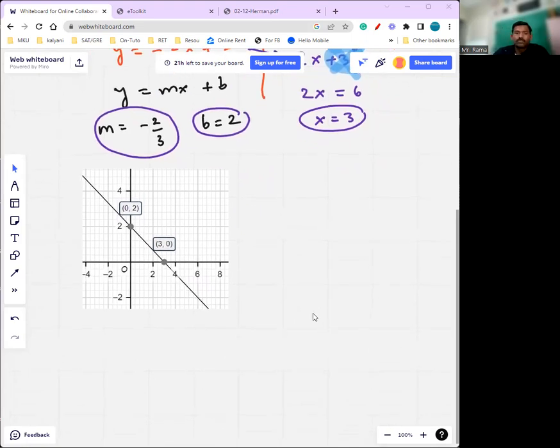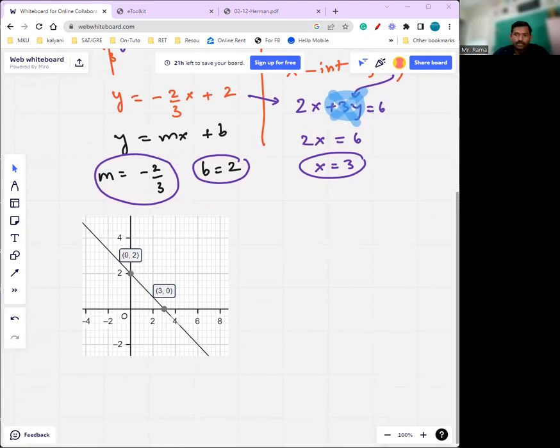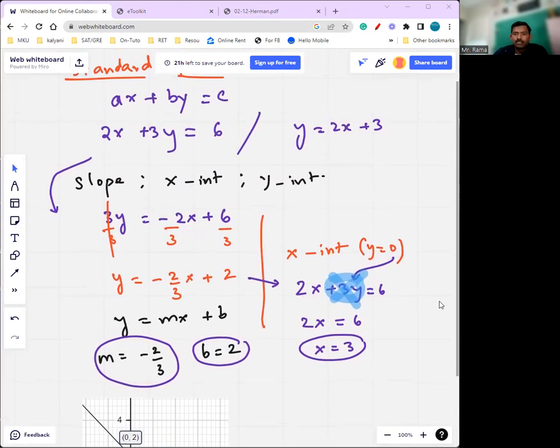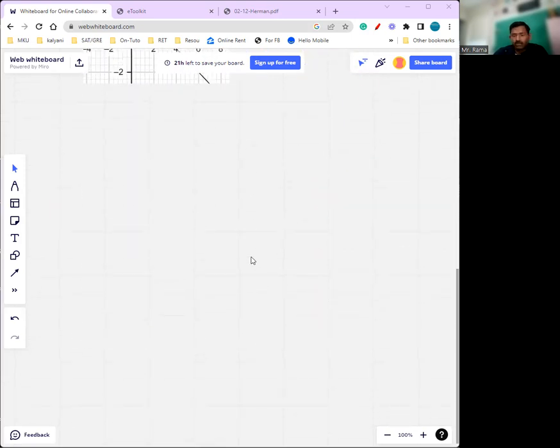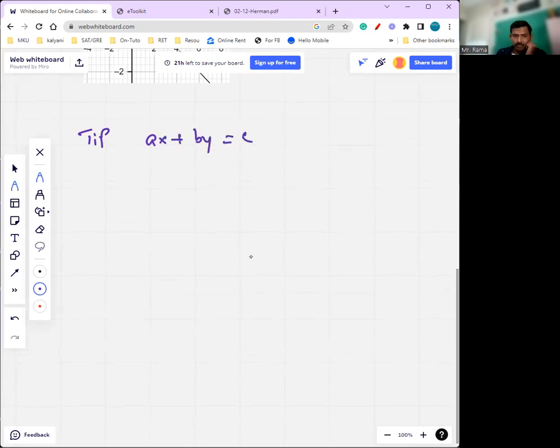Okay, now in order to find these slopes and intercepts, there is a faster way to do these problems, okay? Let me give you one more question and then we can teach the speed technique also. So the faster way, the simplest rule, whenever you have the standard form, I'm going to write it down here. Remember, this is the tip or technique. If I have ax plus by equals c, okay?